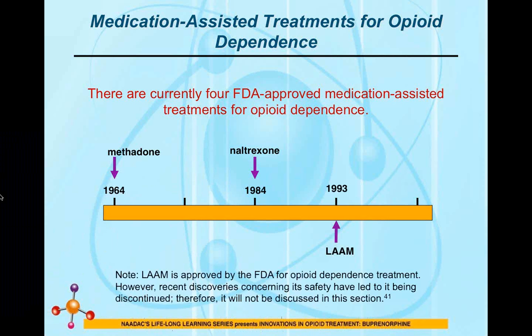Then in 1993, LAAM came on the scene, but we're not going to be talking about LAAM today because discoveries in research found that it was pretty unsafe and have led it to be discontinued in the United States. But it is still officially approved by the FDA for medication-assisted treatment for opioid dependence. And then the last one came on the scene in 2002, which is Buprenorphine. You can see that we've gone about 20 years between each of these medications, and they approach things very differently. So there are 3 different options for 3 different types of clients and for 3 different types of opioid dependence and how you want to approach it. So I want to dive directly into this now.